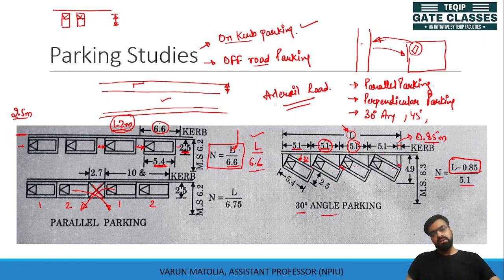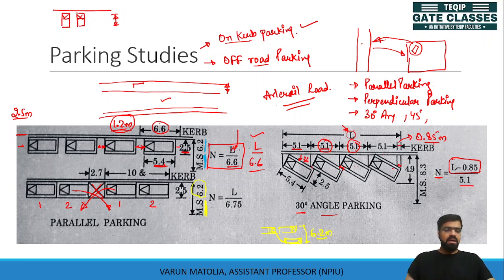This is your MS value. What is MS value? MS is your maneuvering space, the space available for maneuvering. For parallel parking, the space required for maneuvering is 6.2 meter. It means whenever you are parked here, and another vehicle is parked just behind you, you need a space to maneuver. You will come here and then you will move. So what space is required here? This is 6.2 meter for parallel parking.